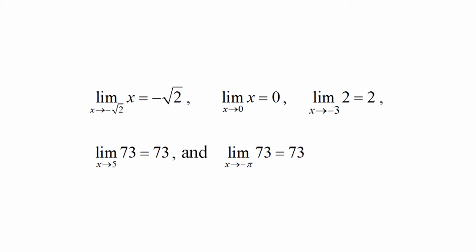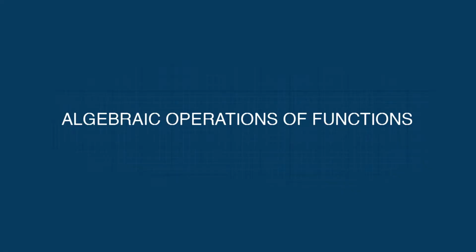Using the above result, we have the following limits. Limit of x as x approaches negative square root 2 is negative square root 2. Limit of x as x approaches 0 is 0. Limit of 2 as x approaches negative 3 is 2. Limit of 73 as x approaches 5 is 73, and limit of 73 as x approaches negative pi is 73.